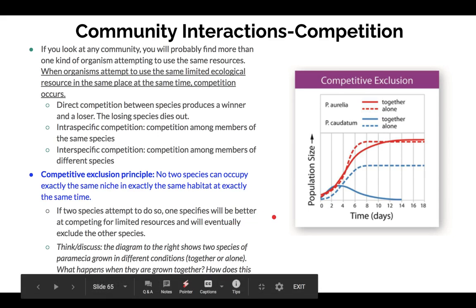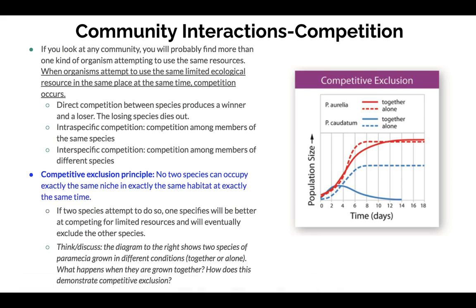Now for our community interactions, we're going to talk about quite a few different interactions today. The first one is competition. When organisms attempt to use the same limited ecological resource in the same place at the same time, competition is going to naturally occur. Direct competition between species is always going to produce a winner and a loser, and the losing species will die out. There are two types of competition, intra- and inter-specific.